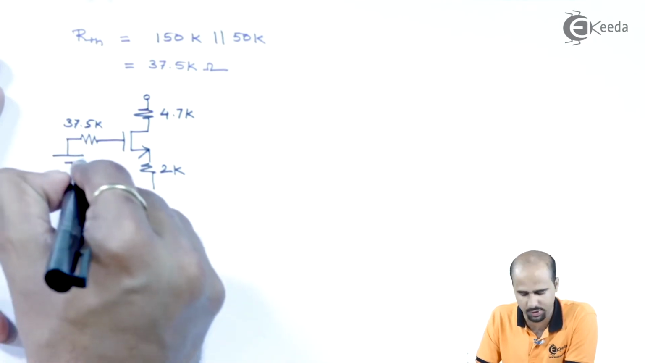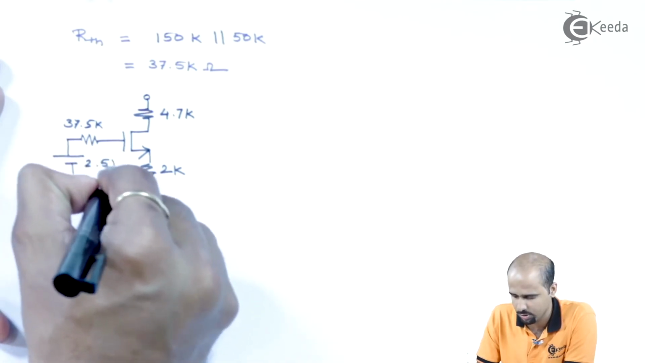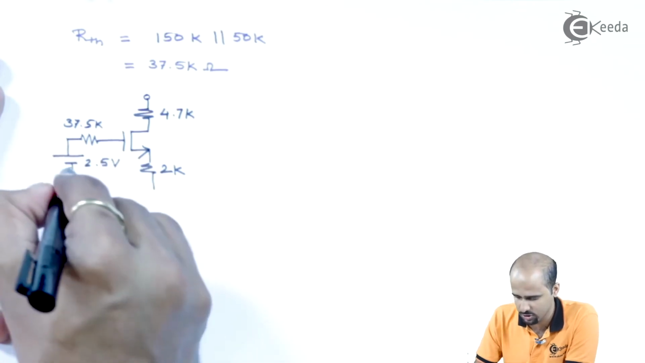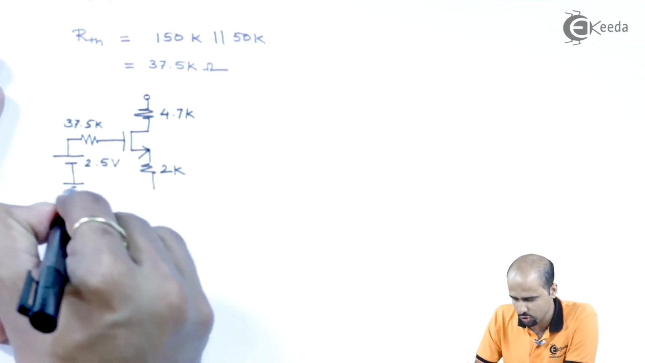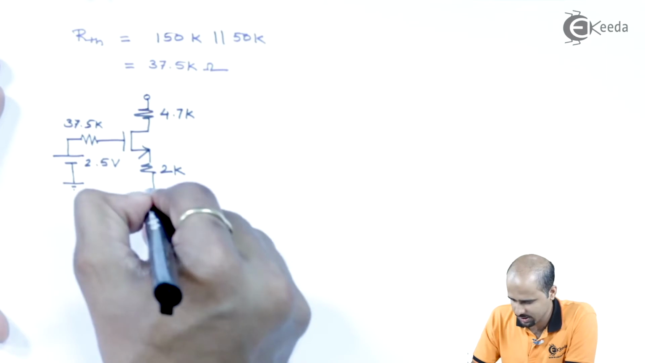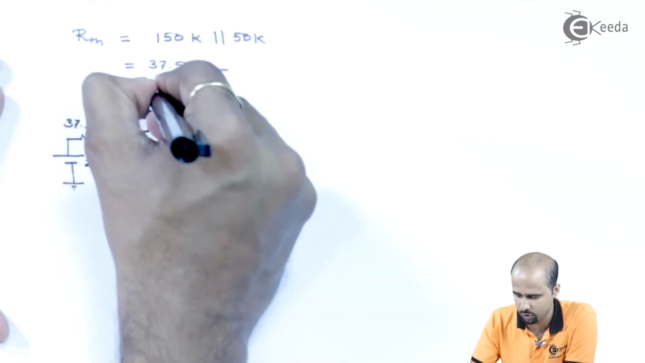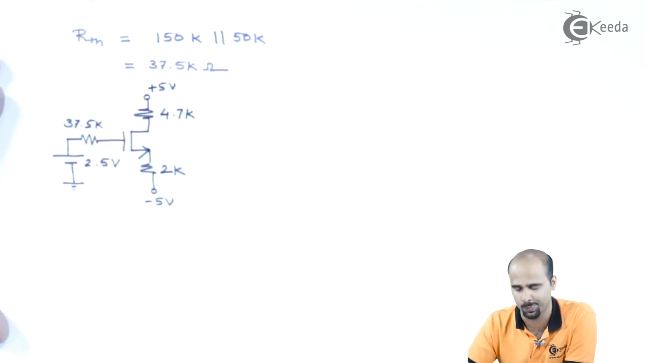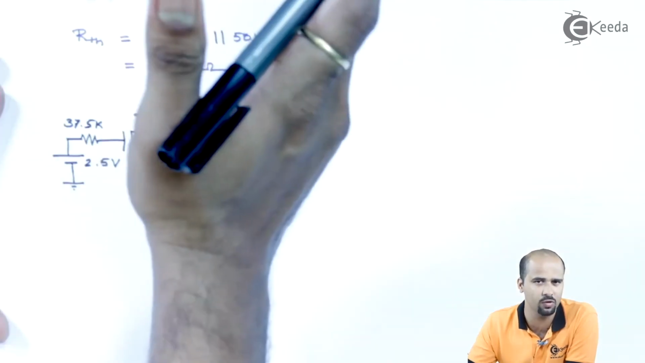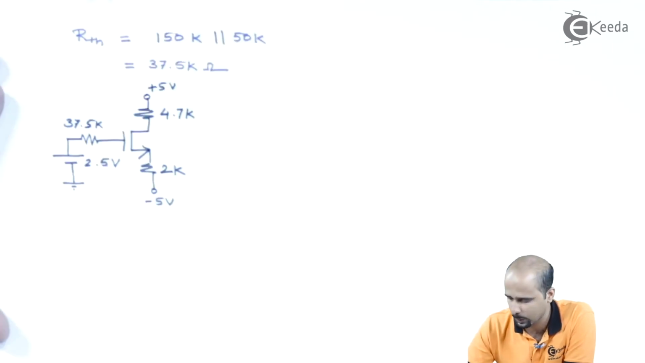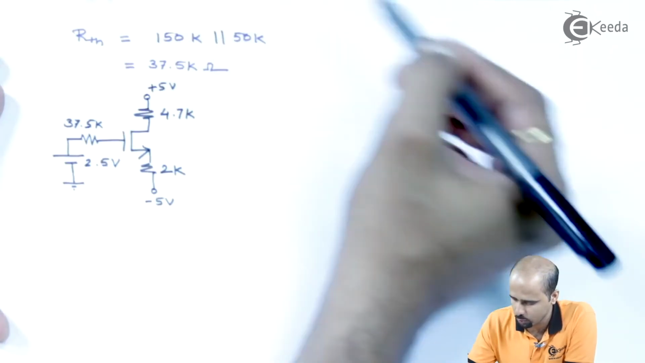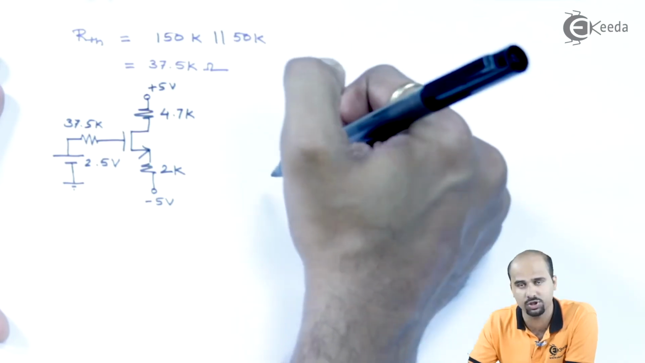VTH is found out to be 2.5 volts with respect to ground, of course. This is having voltage minus 5 volts, this is having voltage plus 5 volts. Now our duty is to find out the value of VGS for calculation of gm, and gm for calculation of voltage gain. Okay, so let's try to find out what will be the value of VGS.